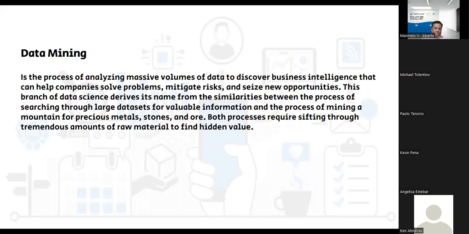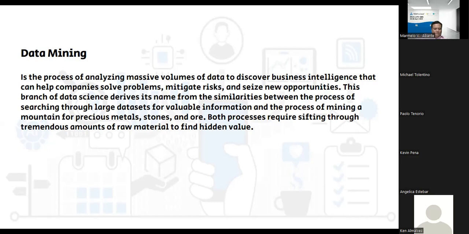This branch of data science derives its name from the similarities between the process of searching through large data sets for valuable information and the process of mining a mountain for precious metals, stones, and ore. Both processes require sifting through tremendous amounts of raw material to find hidden value. Data mining can answer business questions that were traditionally impossible to answer because they were too time-consuming to resolve manually.